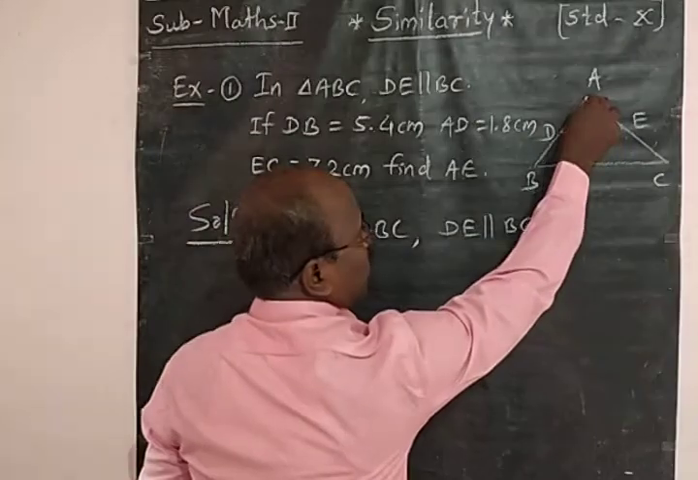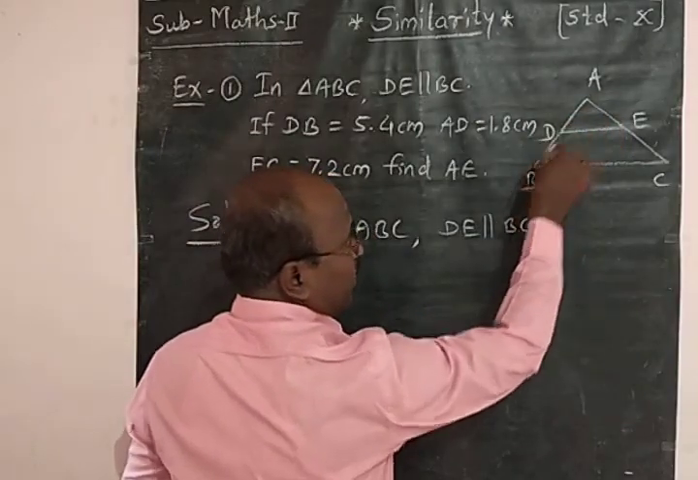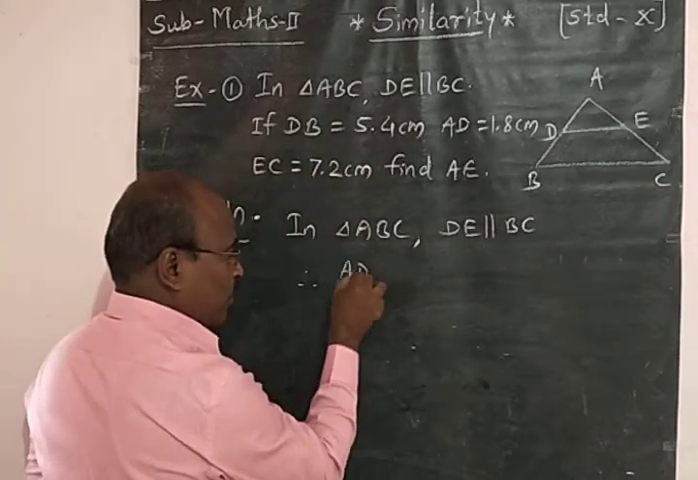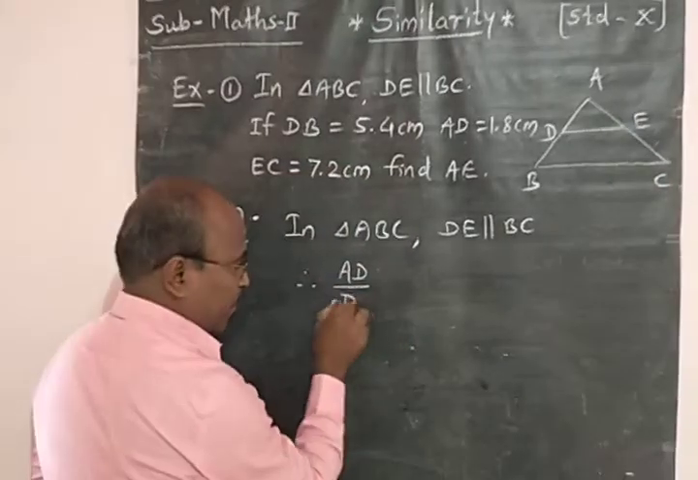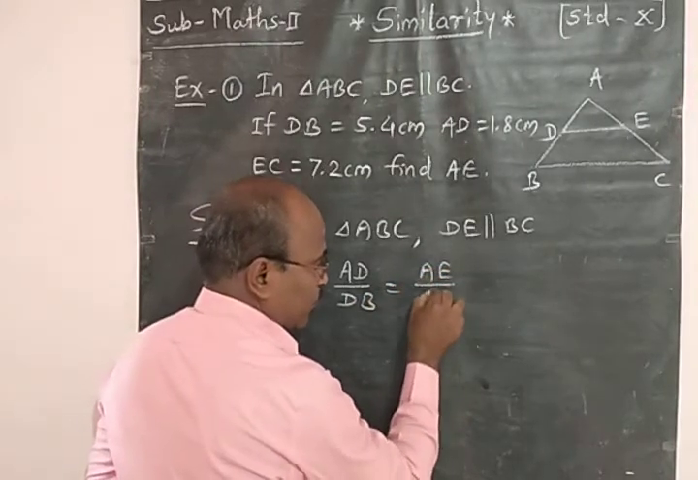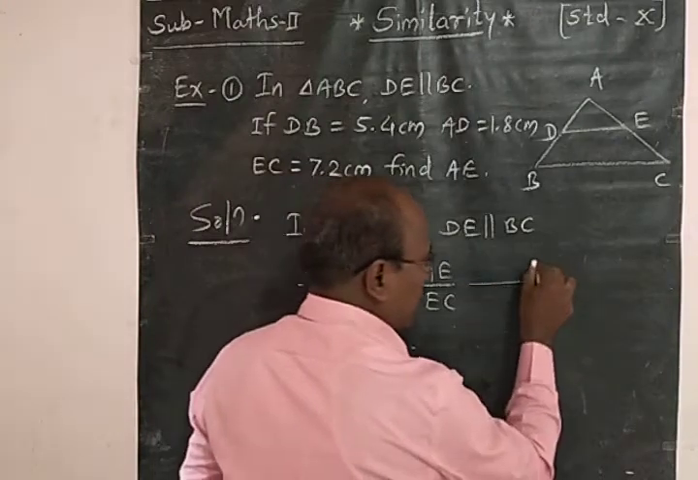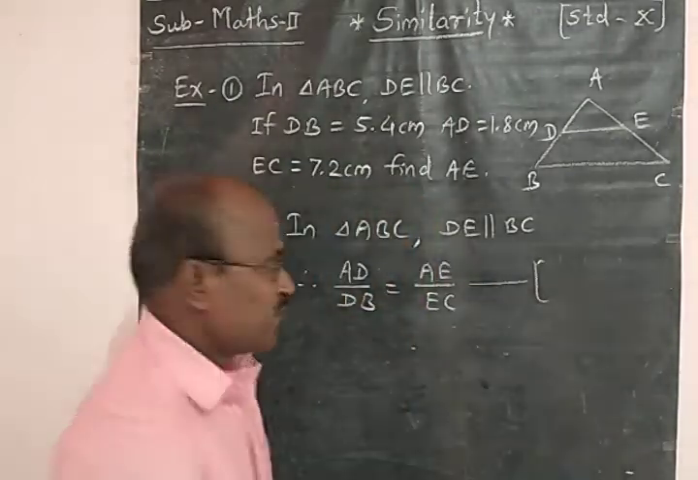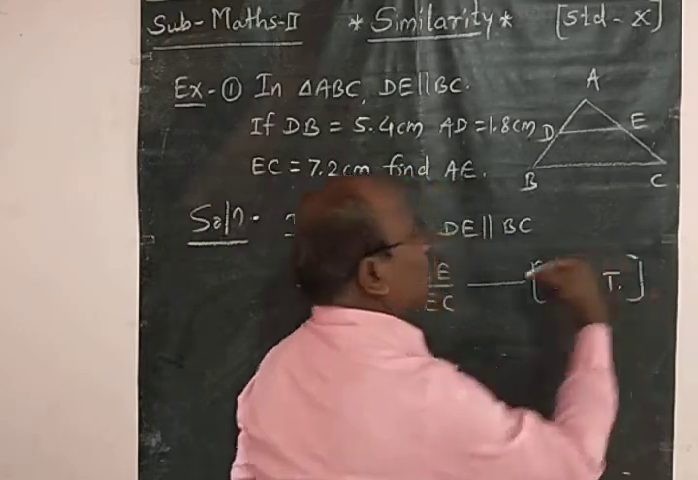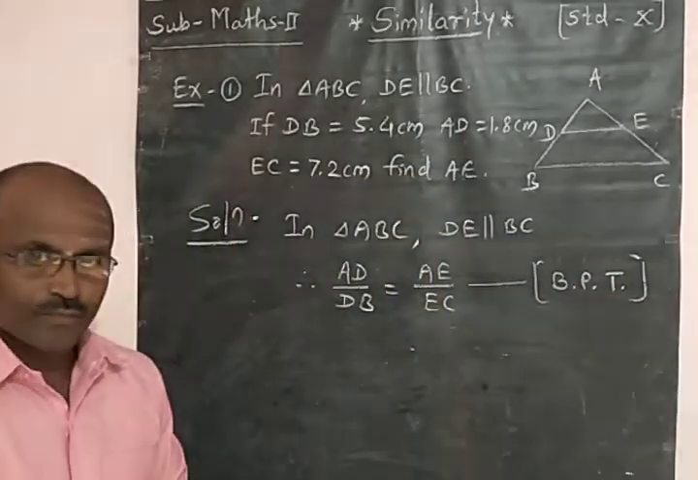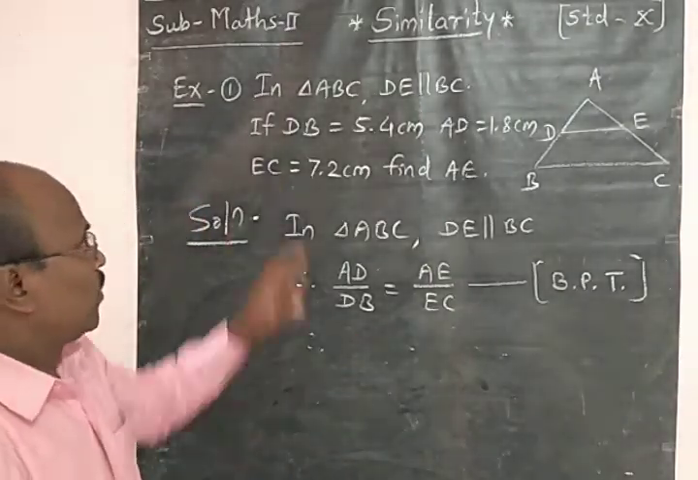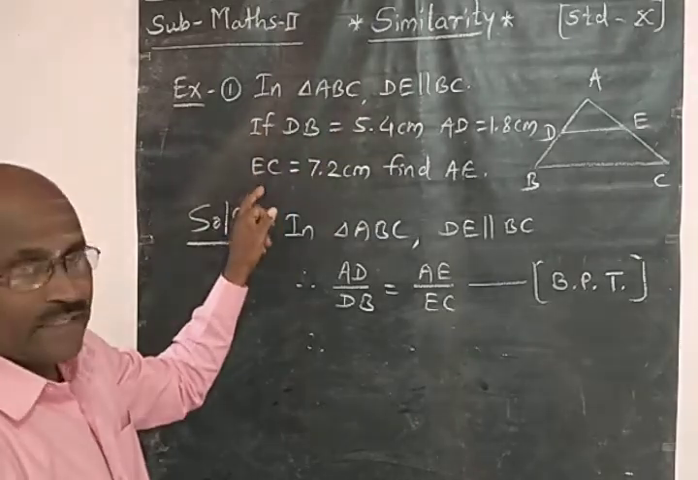What is the basic proportionality theorem? AD upon DB is equal to AE upon EC. And then write here the reason as BPT, basic proportionality theorem. It is the reason.